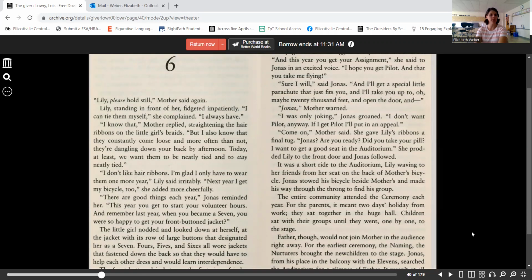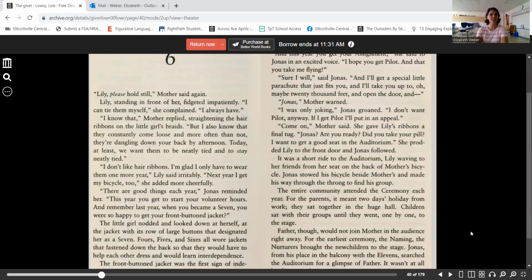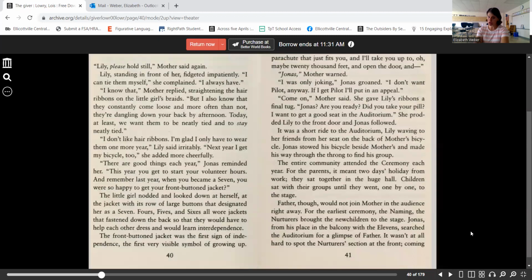I don't like hair ribbons. I'm glad I only have to wear them 1 more year, Lily said irritably. Next year I get my bicycle too, she added more cheerfully. There are good things each year, Jonas reminded her. This year you get to start your volunteer hours. And remember last year when you became a 7, you were so happy to get your front button jacket.